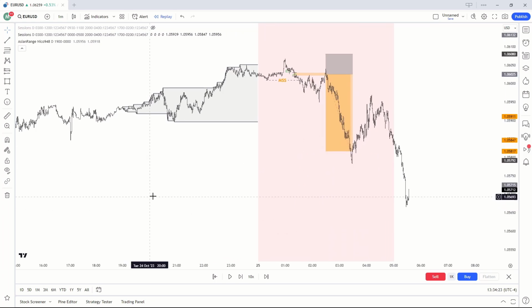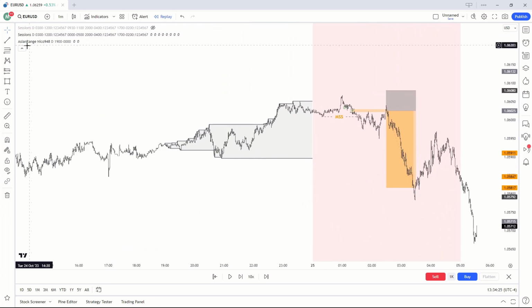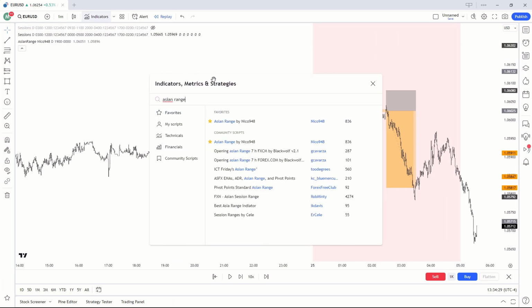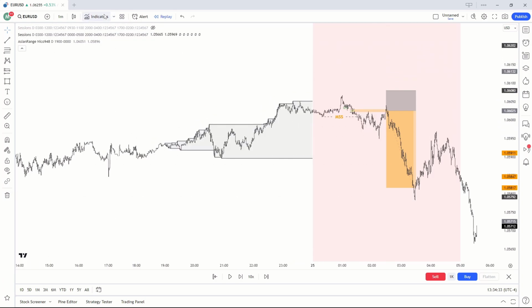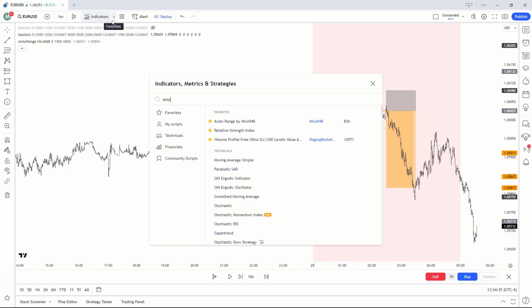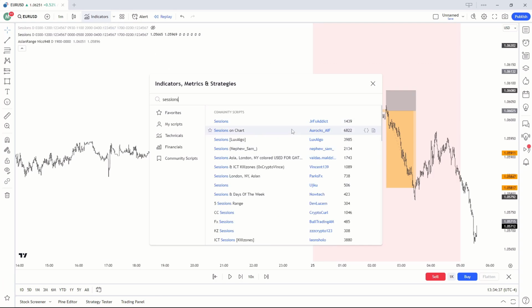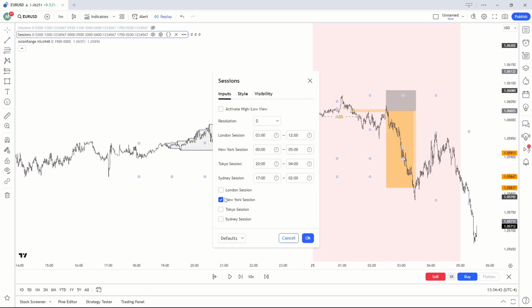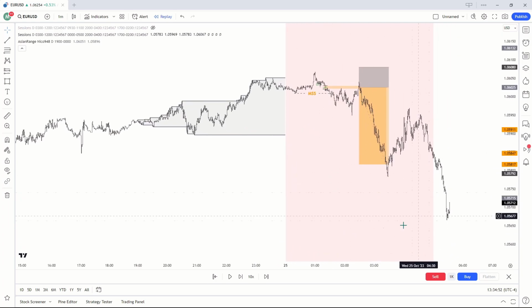So, to start off guys, I am using two indicators. I'm using the Asian range. So if you search up Asian range, it should be Asian range by Nico 948, select that, and you also want to search up sessions and choose sessions by Aurochs_AIF. Now for the sessions indicator, go to settings, uncheck London and Tokyo, and for New York session put midnight to 5 AM. That will delineate our time zone, delineate our kill zone.